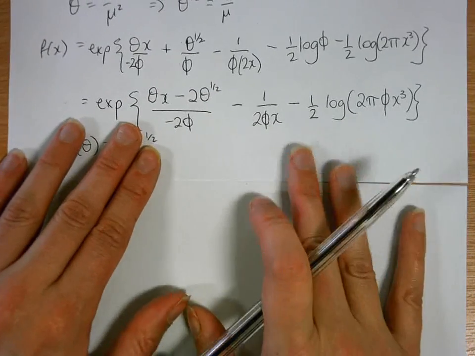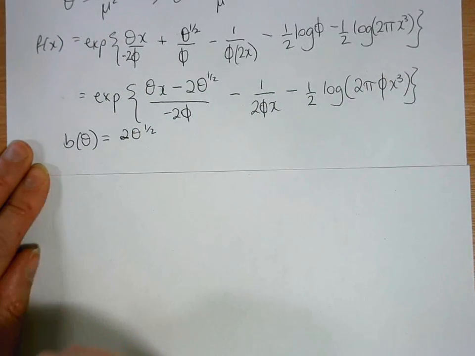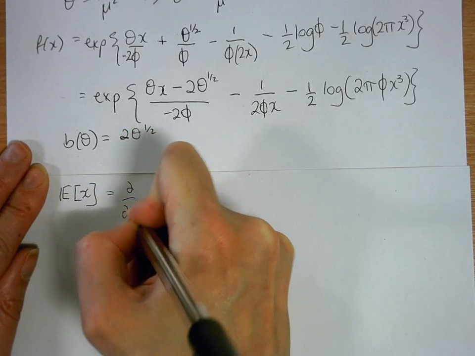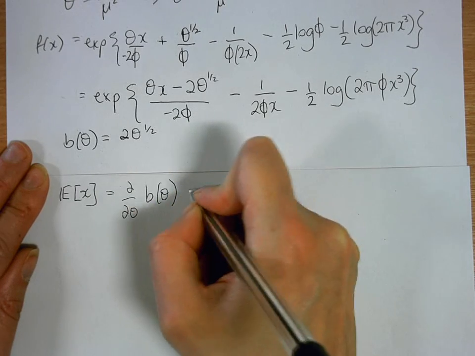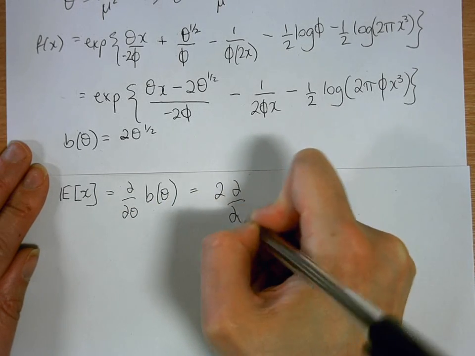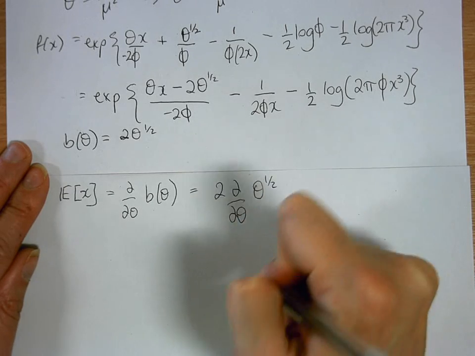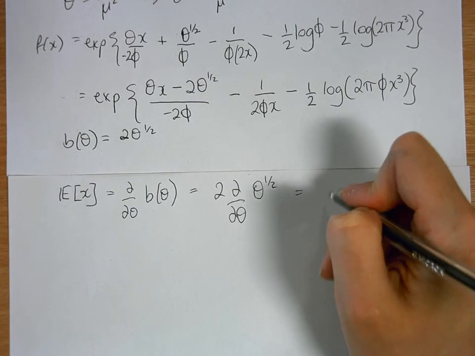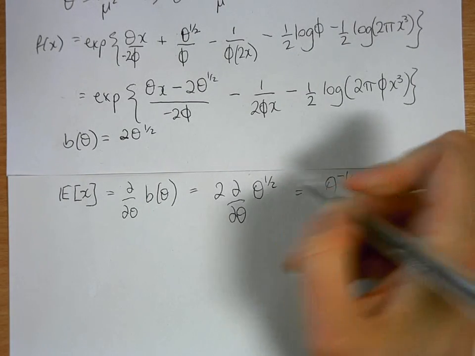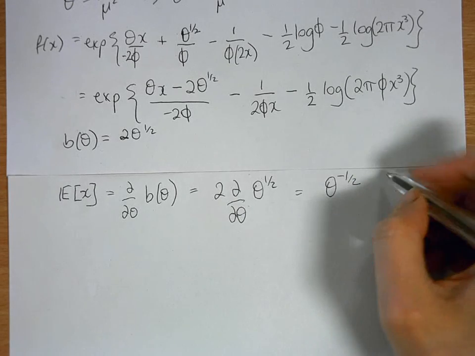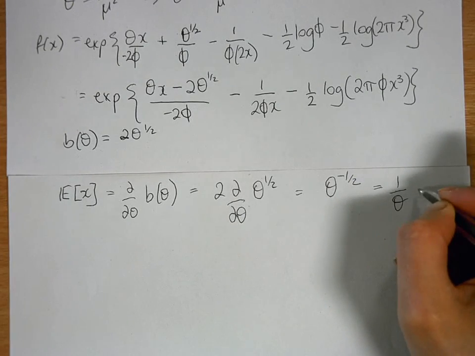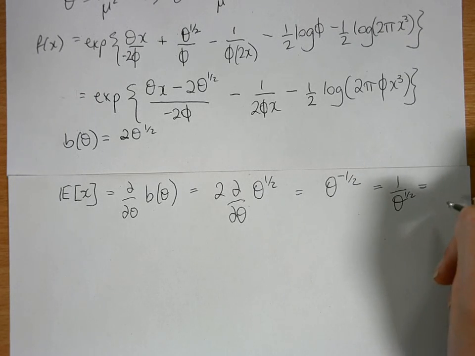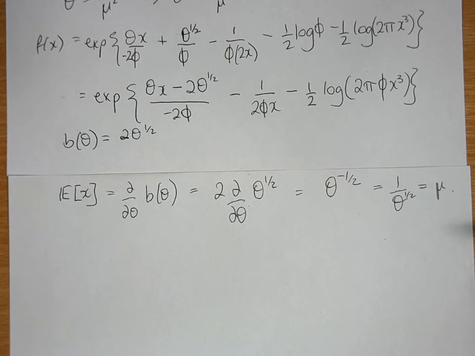So we get the expected value. So the expected value of x is d theta of b of theta, which is twice d theta of theta to the half, which is theta to the minus a half, because you bring your half down and these cancel out. So it's 1 over theta to the half, which is mu, as expected.